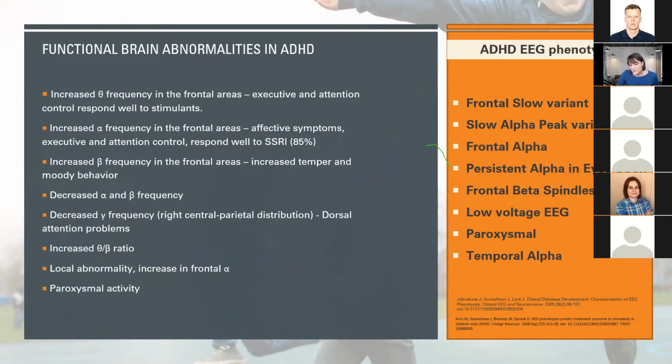So based on the research, it was found that we can identify ADHD EEG phenotypes, and we can name them like frontal slow variant, slow alpha peak variant, frontal alpha, alpha that is always persistent, even if we ask people to open their eyes. Normally there shouldn't be so much alpha in the cortex, but this type of people have alpha in both cases. Then there are frontal beta spindles, low voltage EEG, paroxysmal, and temporal alpha.